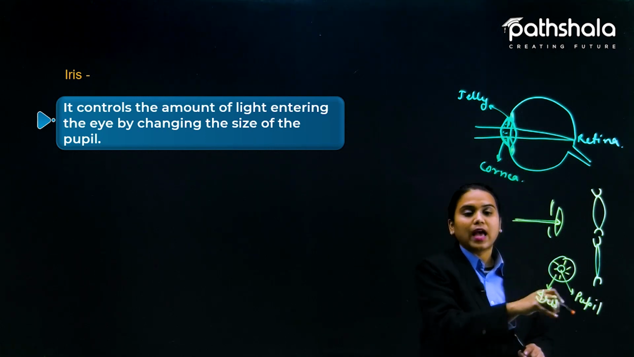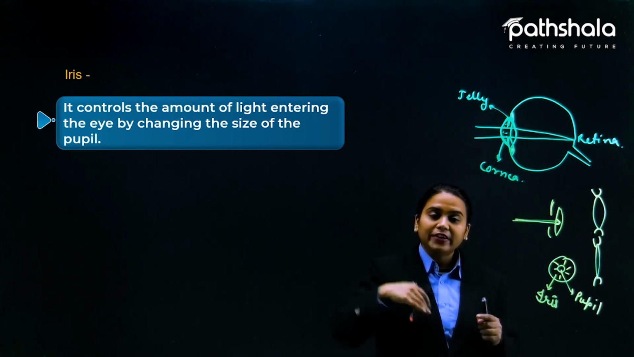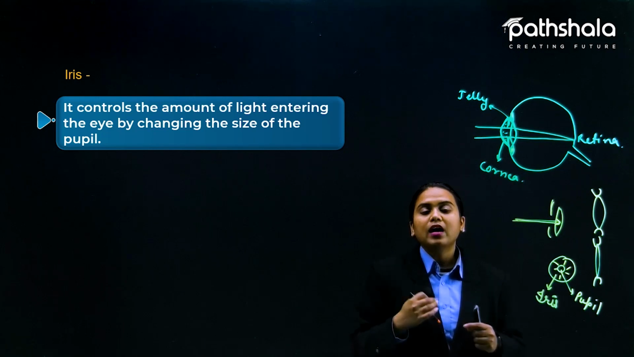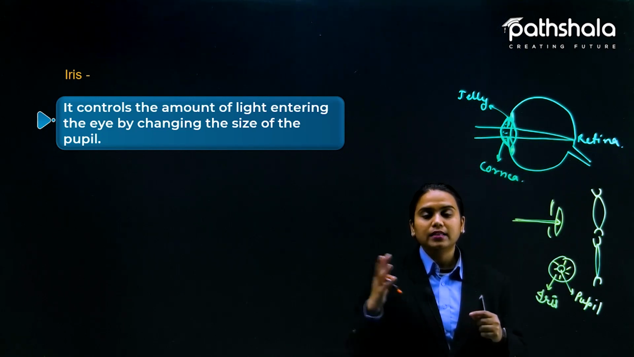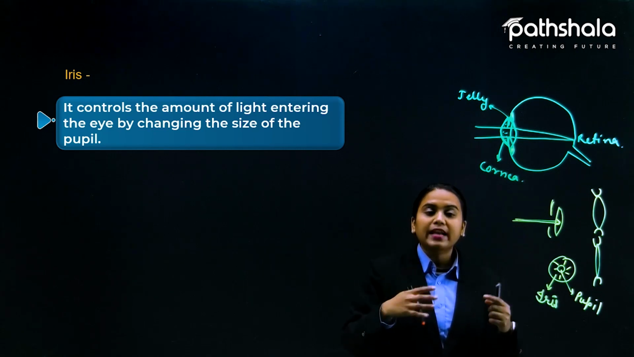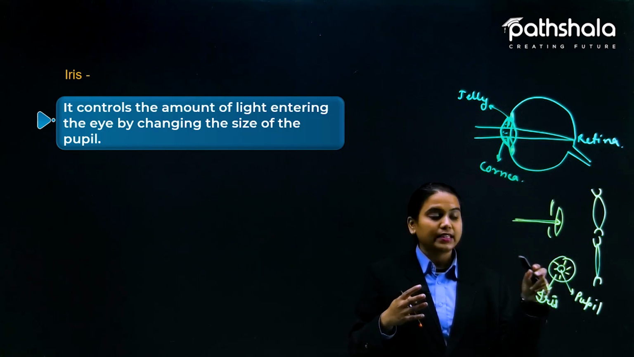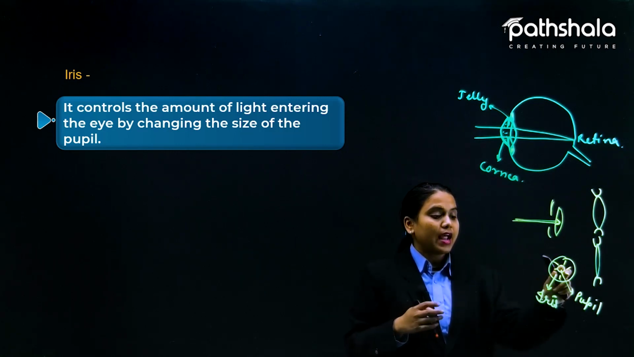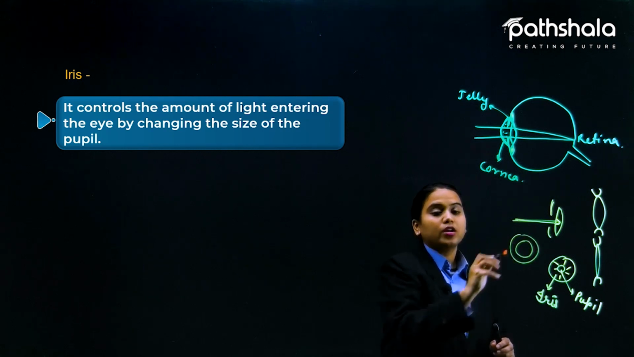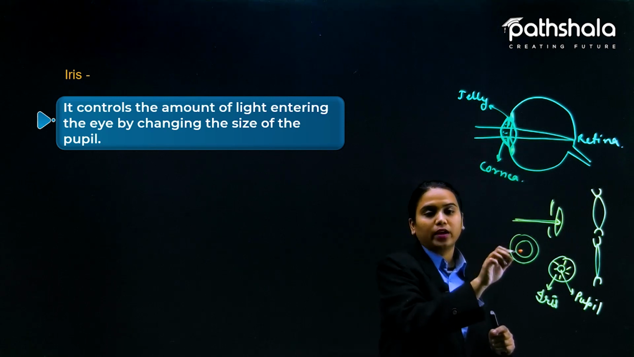So the iris is having the pupil. It controls the amount of light that is entering into the eye. How? When we are standing inside the house or in any shadow area or any dark area, the iris contracts itself, and the size of the pupil automatically gets enlarged like this, so that the maximum amount of light gets inside through it.